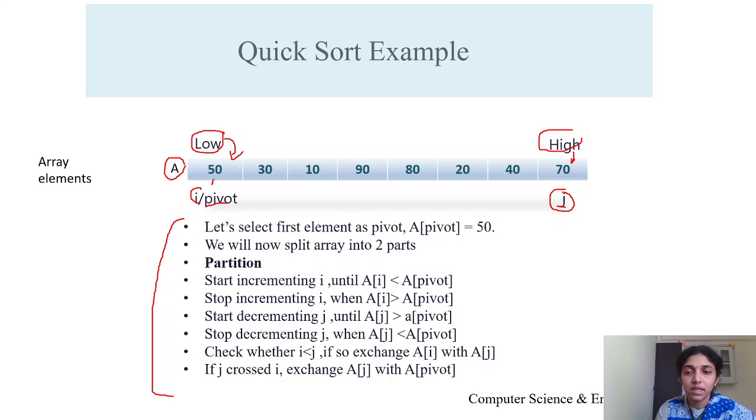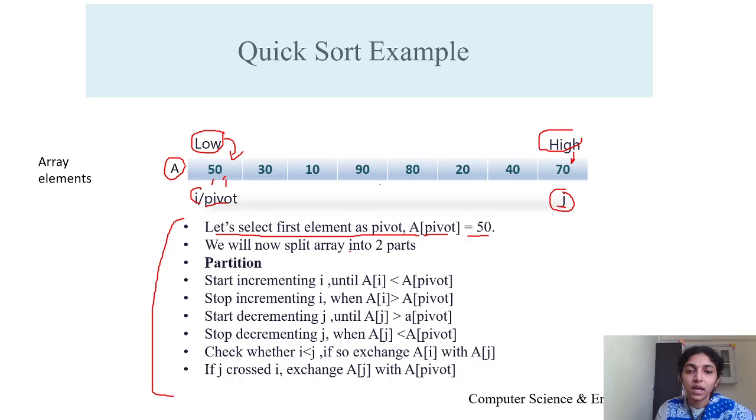So it acts as an index to the end of the array. And one more variable called pivot. In our case, we have taken the first element as pivot. We can select any element as pivot. We can either select the middle element, or the last element, or any random element as a pivot element. It is left to you. But in our example, we are taking the first element as a pivot element. So a of pivot will always fetch you 50.